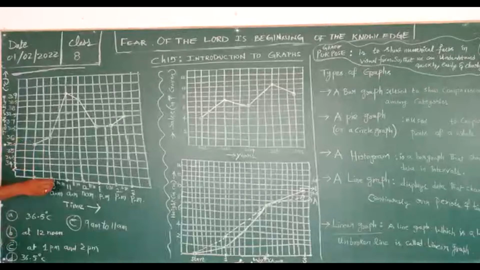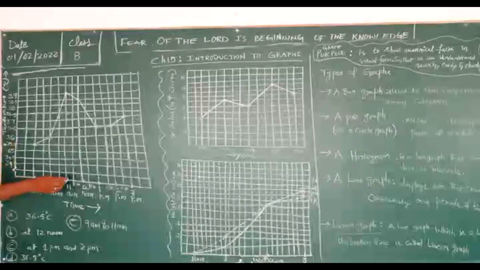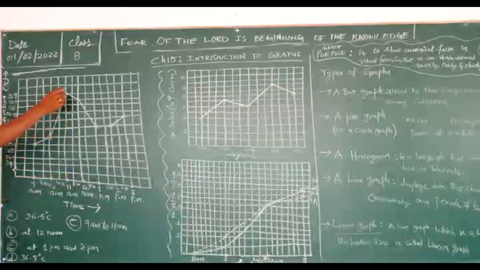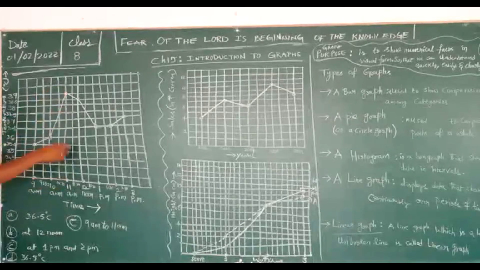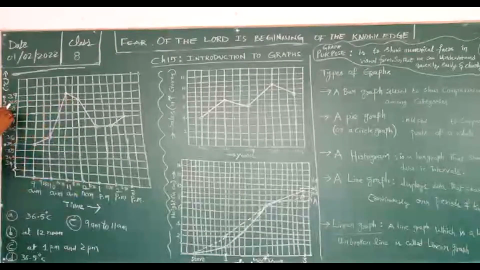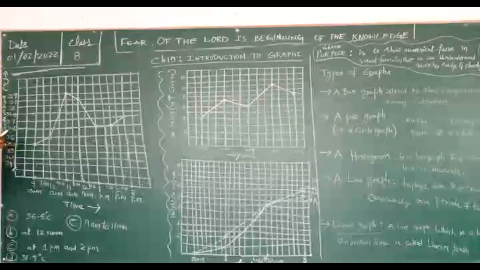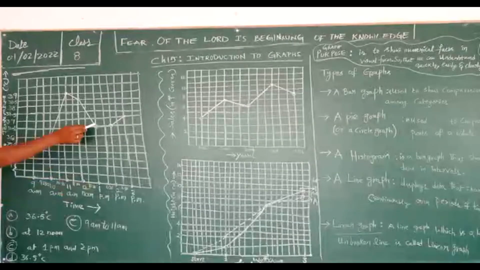At 10 a.m., the patient's temperature is 36 degrees Celsius. At 11 a.m., the patient's temperature is 39 degrees Celsius. And then at 12 noon, the patient's temperature is 38.5 degrees Celsius. At 2 p.m., the patient's temperature is 36.5 degrees Celsius. At 1 p.m. also 36.5 degrees Celsius.